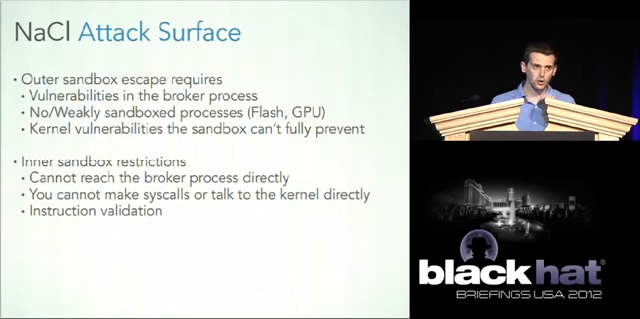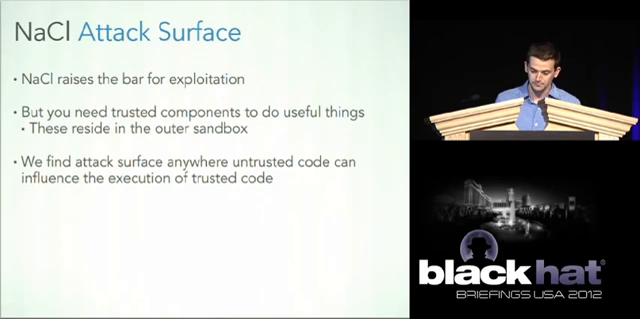But we can't really go after those things as an untrusted exe module, because we're inside the inner sandbox. And the inner sandbox, as I've shown, has a lot of restrictions around the different things that you can do. You can't actually talk directly to the broker process. You can't make direct syscalls to the kernel. And there are instruction validations. You can't just break out of the inner sandbox by changing a segment register. So we have to go after the things that are native client specific if we want to break out of the security that native client provides.